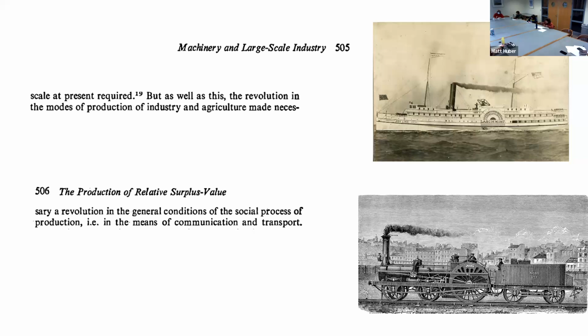So, a revolution in the general conditions of social production, the means of communication and transport. So the steam engine, first used to get coal out of mines. Sooner or later, they start hooking them up to factories that are driving production of textiles. But sooner or later, they figure out how to set up these steam engines on locomotives, railways, or steam ships, right? Because again, before this, all shipping was wind dependent or river dependent, right?